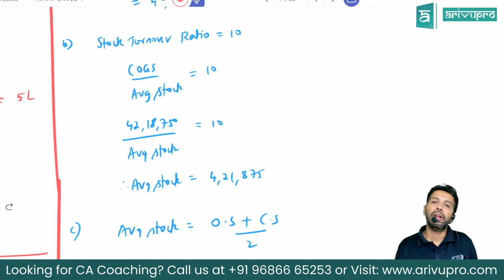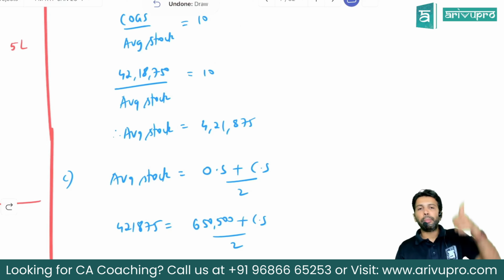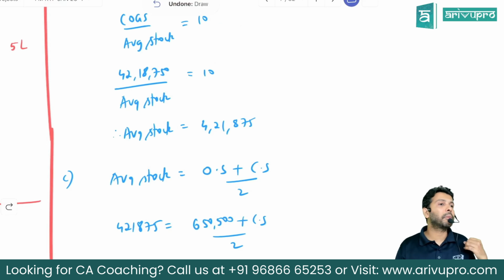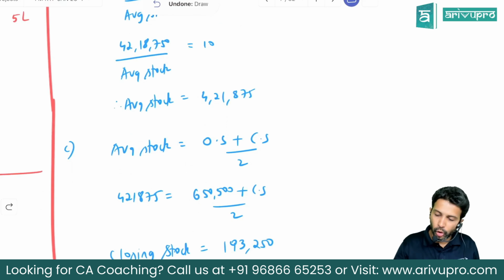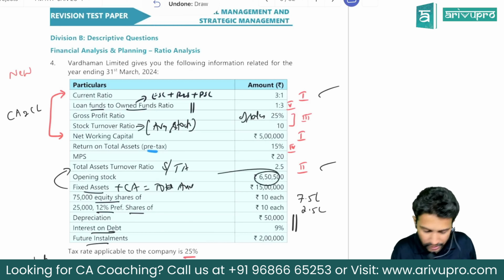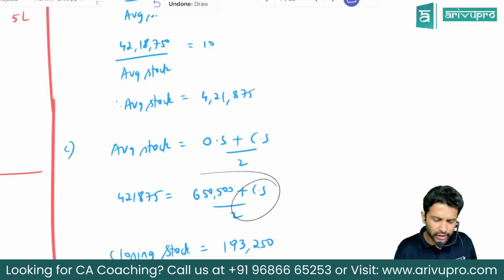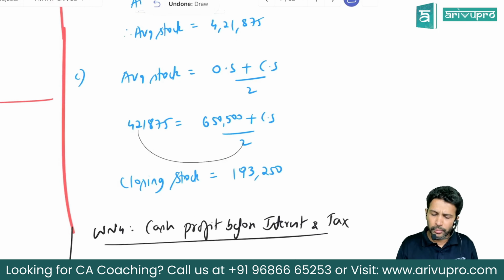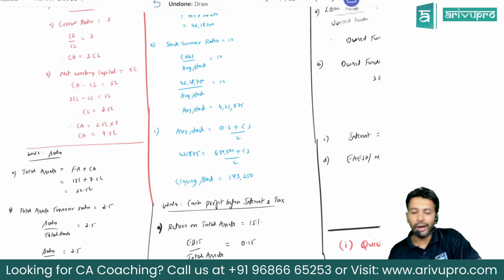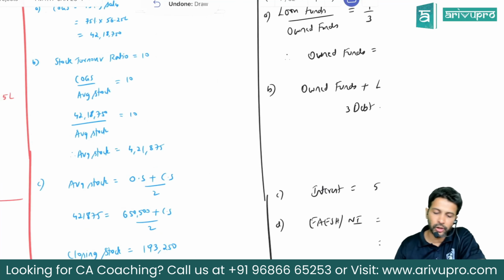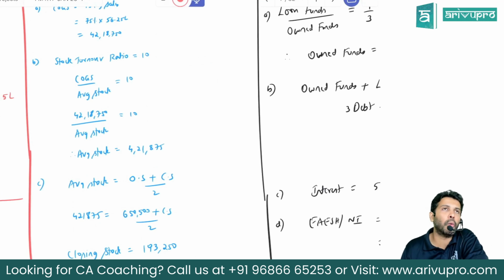Done? And how do you get average stock, sir? Opening stock plus closing stock divided by 2. Opening stock is given in the question. Check how much that is. 6,50,500. So using this, can't you find out closing stock? Yes, this 2 will be multiplied to the other side, 650 will be reduced, so you will get closing stock to be 193,250. Do you need a minute to review, or can we move forward? Till here all normal?